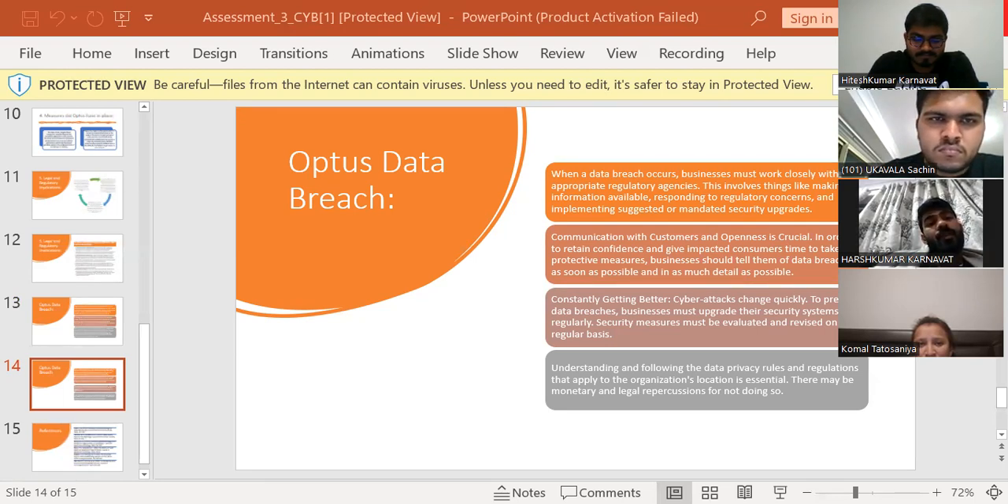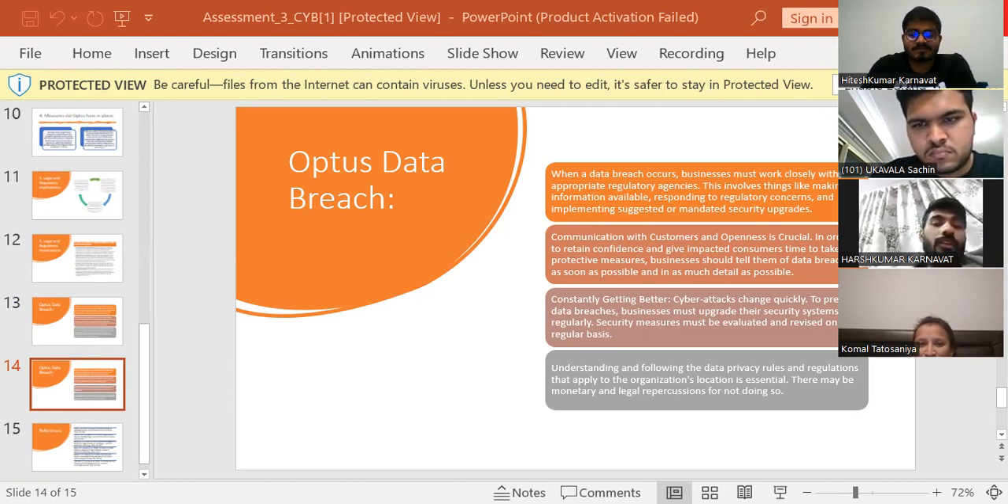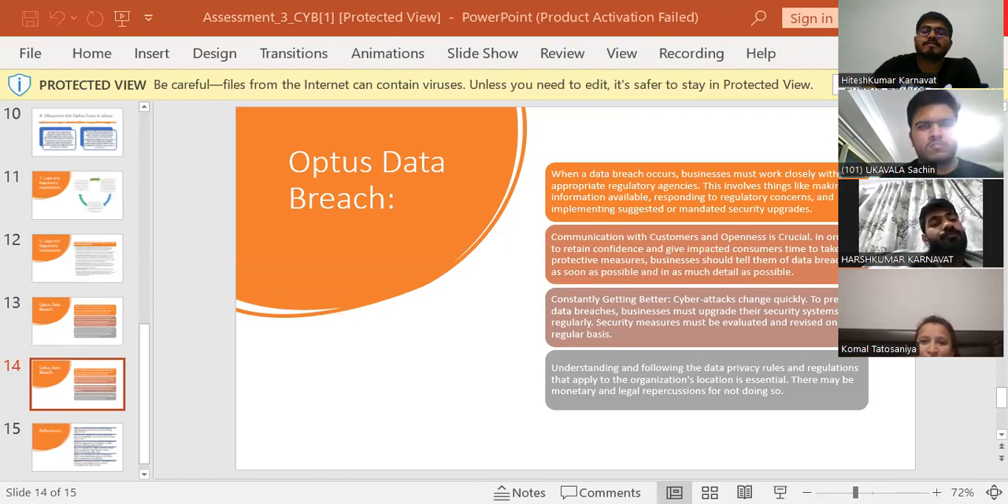Consolidating better: cyber attacks change quickly, so to prevent data breaches, businesses must upgrade their security systems regularly. Security measures must be reviewed on a regular basis. Understanding and following the data privacy rules and regulations that apply to the organization locally is also important, as there may be monitoring and legal restrictions for not doing so. Next page, please.